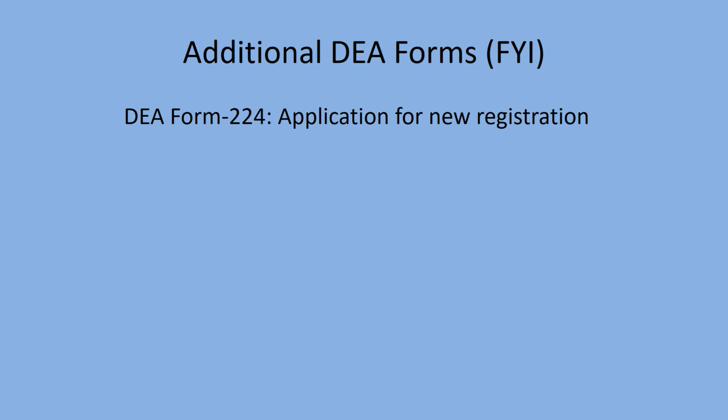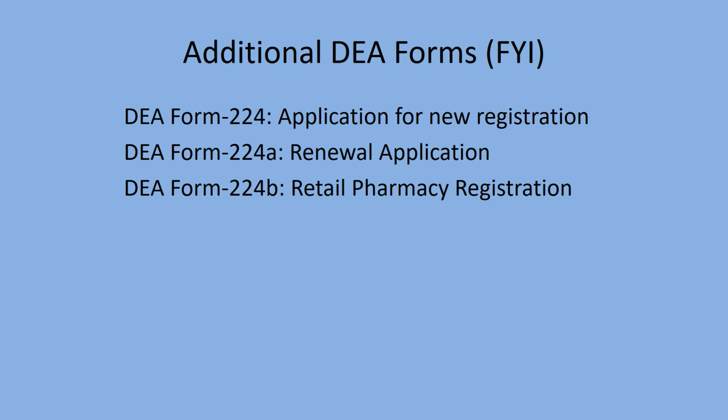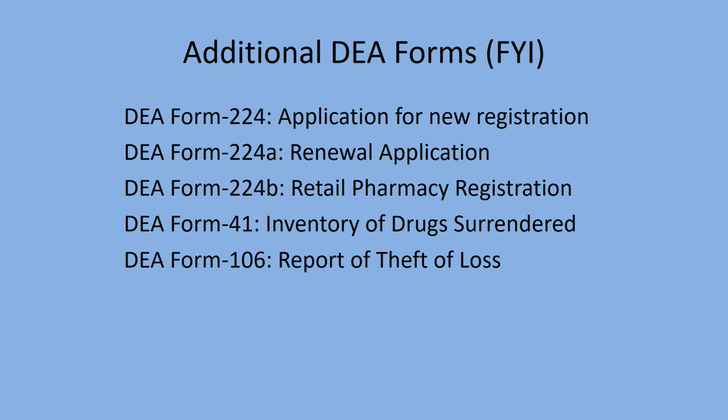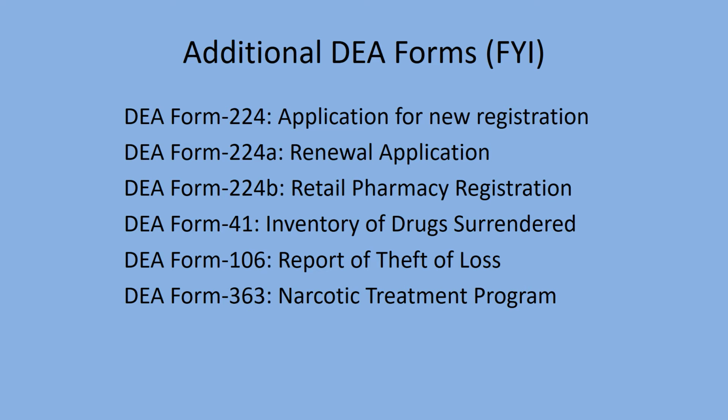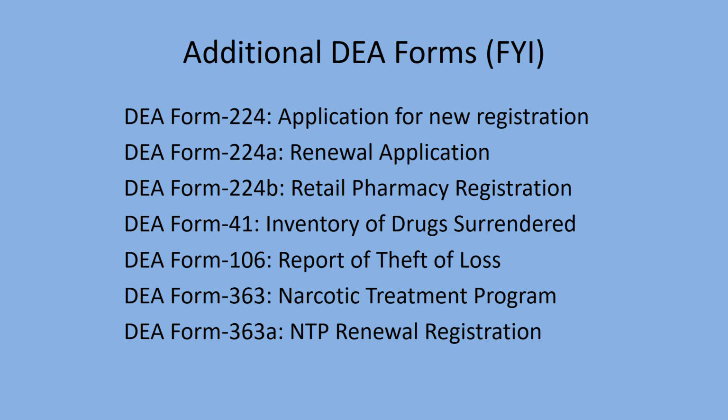Additional DEA forms. Anytime you are dealing with controlled substances, you'll require specific license and registration. For example, if you're doing a drug treatment program, you'll need DEA Form 363. And if you are a retail pharmacy that needs to sell or distribute any narcotics, you'll need retail form 224B.